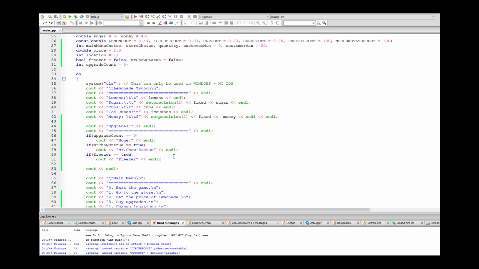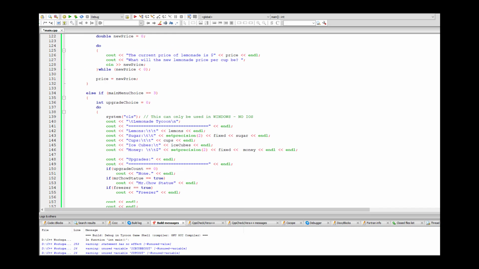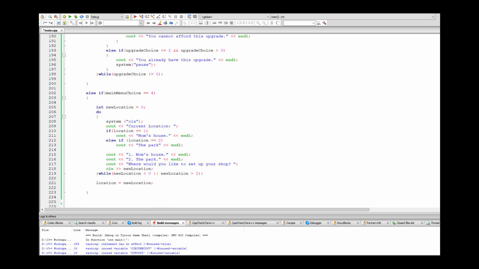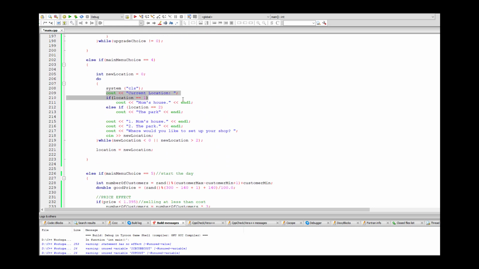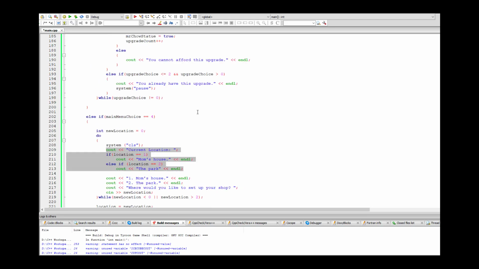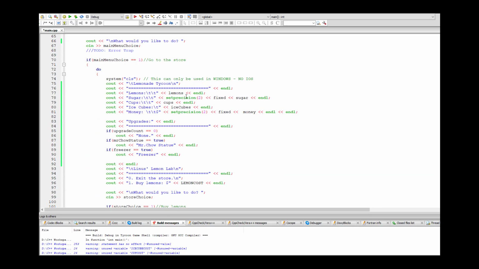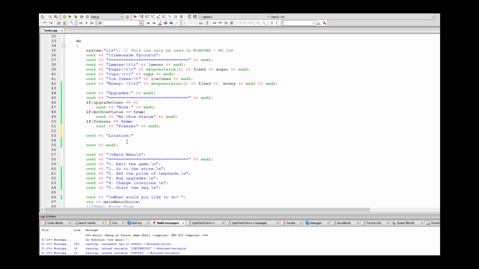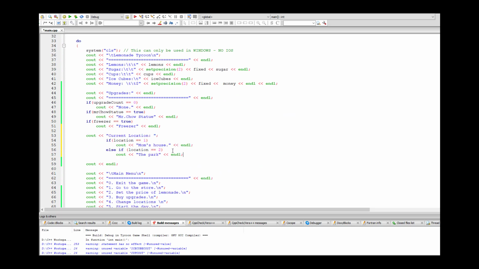So let's go after the upgrades. We'll include that as well. Location. Actually, we already have that code down in the change location thing. So current location, we'll just grab that and paste it into our main menu. Current location. Okay, so I'll put an end line there. I think that'll make the spacing look a bit nicer.